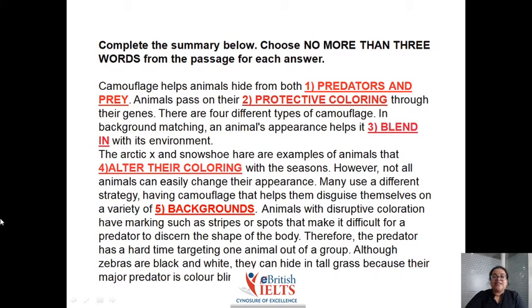Now if you look at the answer, it says camouflage helps animals hide from both predators and prey. Right? So that simply becomes your answer. The answer is given right there. It's hidden amongst the synonyms of the keywords you identified in the question, and that becomes your answer.